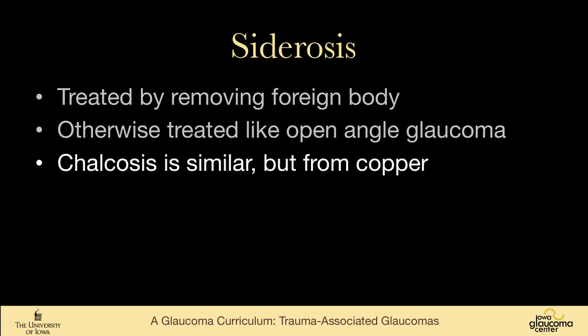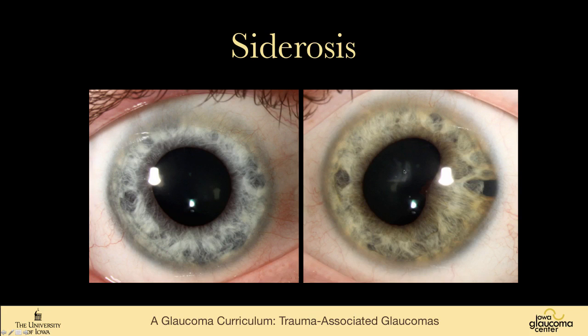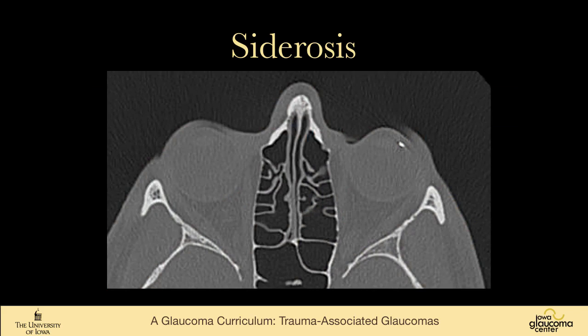There is a condition called chalcosis, which is similar but caused by copper. This is a patient that I saw recently. He has an injury in his cornea where a metallic foreign body went through the cornea, made an opening in the iris, and lodged in the ciliary body. And you can see that there's heterochromia here as this left iris is rusting. There's a foreign body in the ciliary body here.